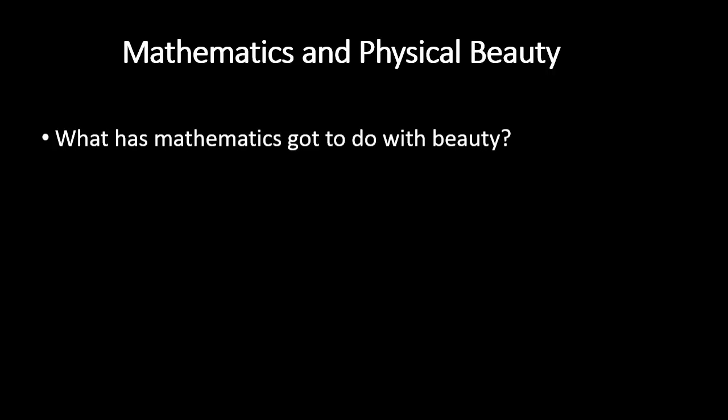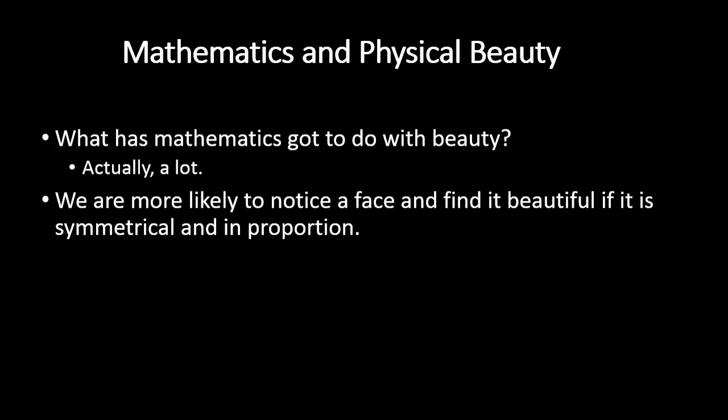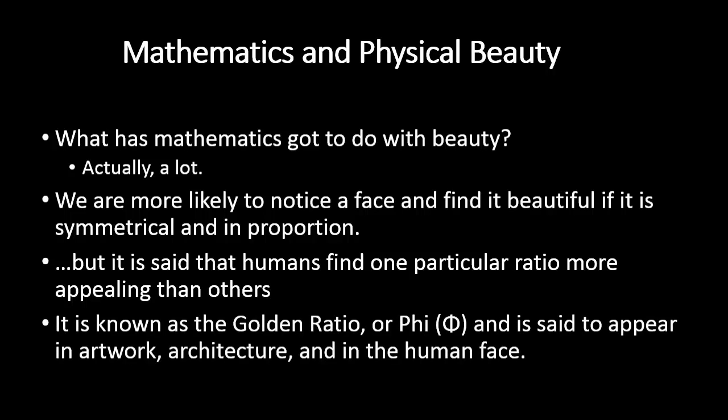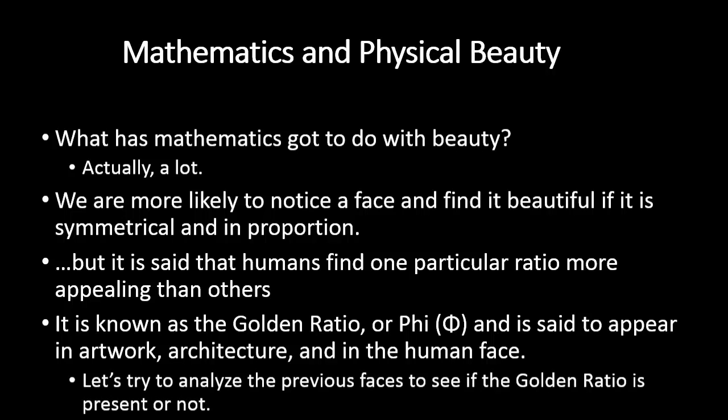Mathematics and physical beauty. What has mathematics got to do with beauty? Actually, a lot. We are more likely to notice a face and find it beautiful if it is symmetrical and in proportion. But it is said that humans find one particular ratio more appealing than others. It is known as the golden ratio, or phi, and is said to appear in artwork, architecture, and in the human face. Let's try to analyze the previous faces to see if the golden ratio is present or not.